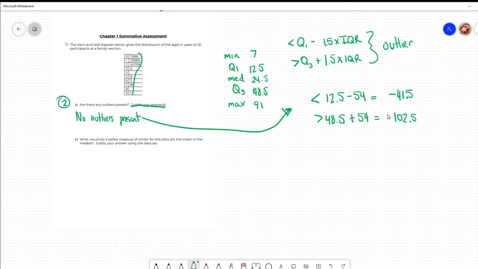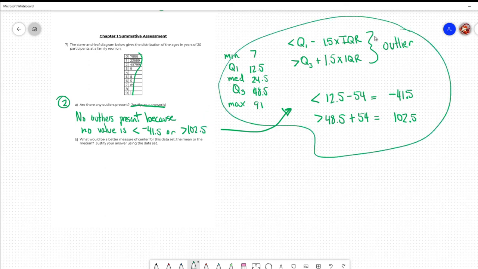So even if you wrote this, it is still not the 2 points. There's one last part that's missing, and then you have to make a concluding statement. There's no outliers present because no value is less than negative 41.5 or greater than 102.5. That's it. So you got to show this to show where you got these numbers, and then you have to make your conclusion. That's the 2 points. So if you missed a point, it's probably because you were missing one of those two things.